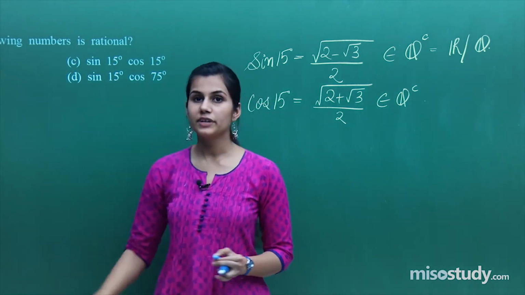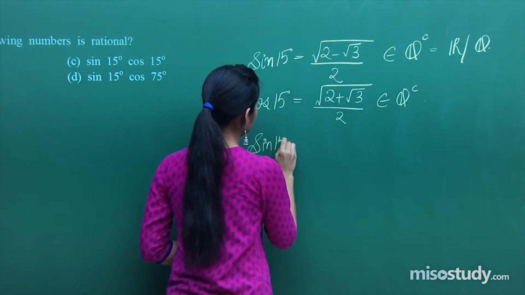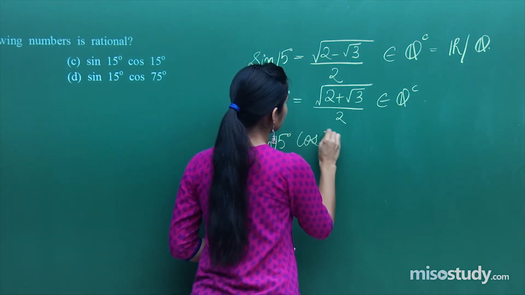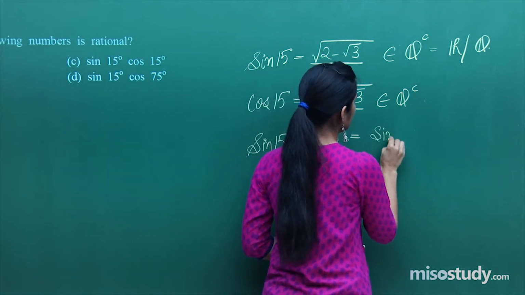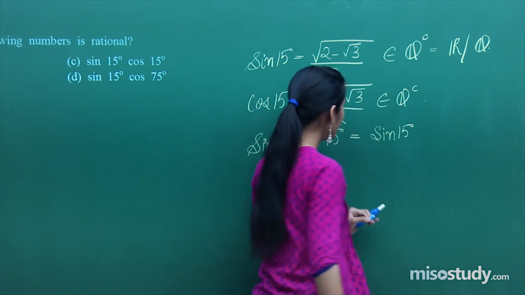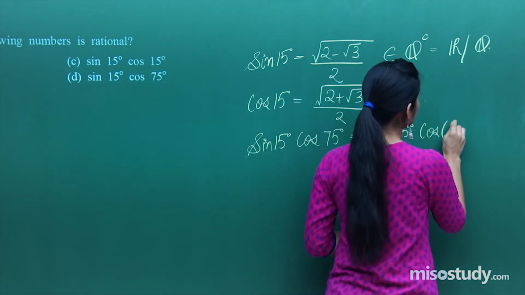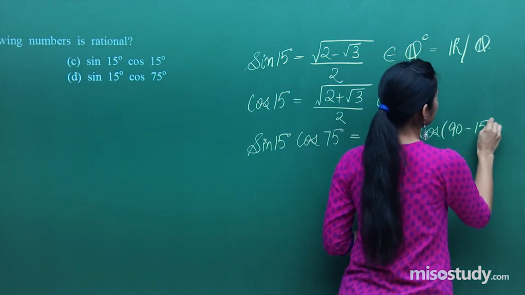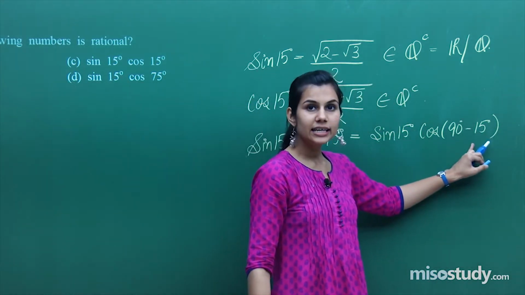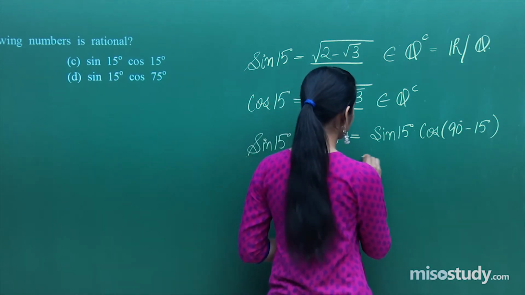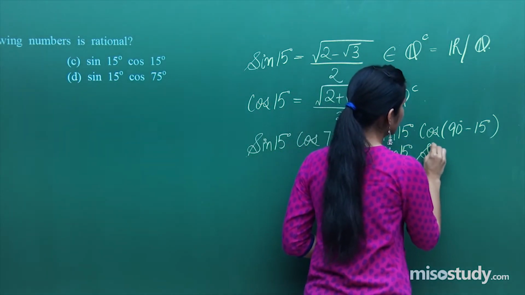Let's deal with sine 15 cos 75. Now see, sine 15 cos 75. How can you write cos 75? As cos of 90 minus 15, right? But cos of 90 minus theta is sine theta. So this is sine 15 into sine 15.